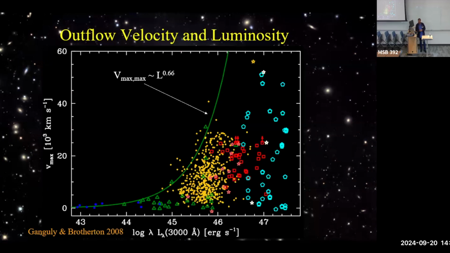That's not a fit, and it works remarkably well. I mean, there's a little bit of scatter, right? There's some points there, fine. But by and large, the velocity of an outflow is capped by the luminosity of the source. That is a telltale sign that it is photons that are driving these outflows.